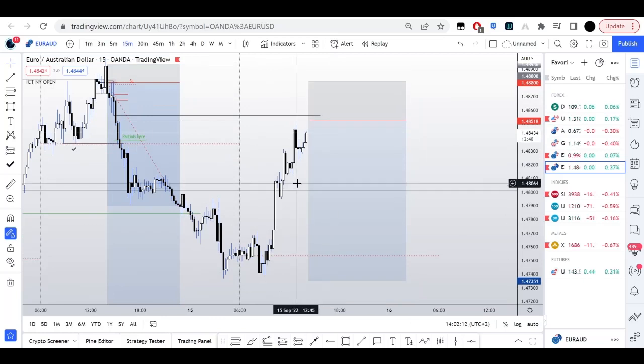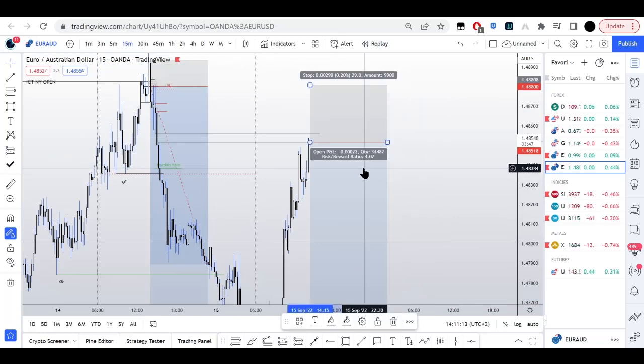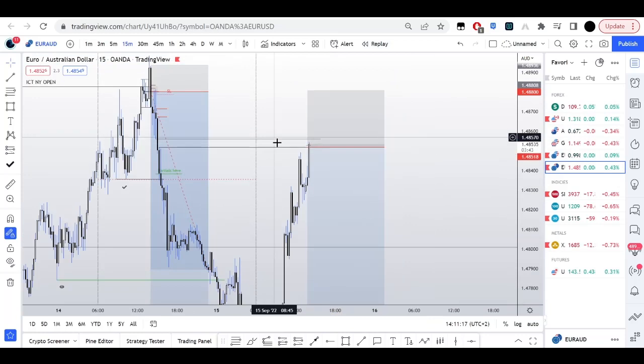So we'll see what happens, right? All right, so I'm tagged into the position, half risk, expecting this fair value gap to hold, right? No closes above here, and I'll continue holding the trade. If we close above, I'm closing out the trade. Simple as that. If we close above this fair value gap.